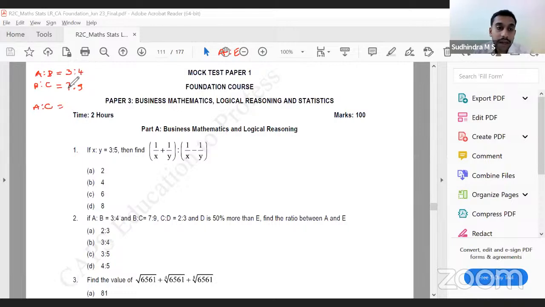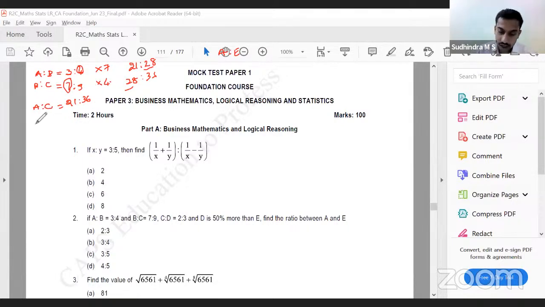For that, I have to make B equal in both the ratios so that I can compare. How do you make the B same? I can multiply the first ratio by 7 and the second ratio by 4. 7 3s are 21, 7 4s are 28, 4 7s are 28, 4 9s are 36. Now we have 28, 28. So can I write A is to C is 21 is to 36? Yes, sir.